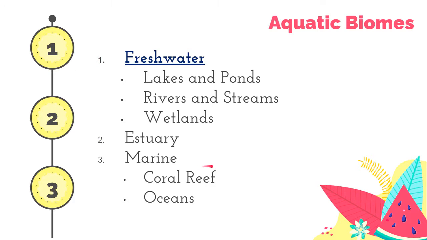So in this video, we are going to talk about freshwater biomes such as lakes and ponds, rivers and streams, and wetlands.